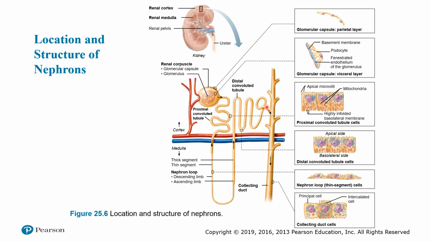Then this distal convoluted tubule ends into the renal tubule and the collecting duct. In this portion we have two types of cells. We have principal cells, which are involved in sodium and water absorption, and then we have intercalated cells. These intercalated cells are of two types, A and B, and they play an important role in managing the pH of the blood. So this is our nephron.